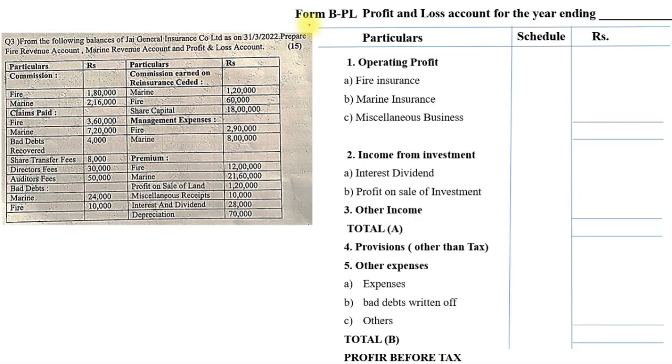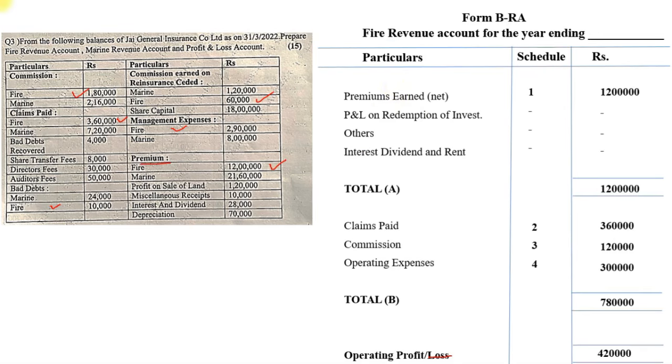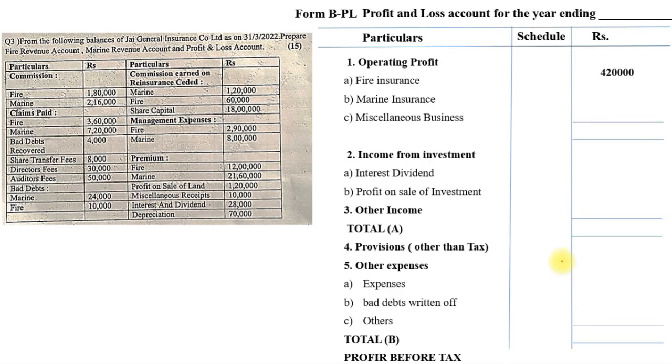So this is Form B of the profit and loss account for the year ending 31st March 2022. Part A, operating profit. Part B, income from investment. Part 3 is other income, which will give you your total incomes. Part 4 is provision. Part 5 is expenses. When you subtract, you will get your profit before tax. Fire insurance operating profit is what we had done: 4 lakh 20,000 from fire insurance, and in marine it was 5 lakh 20,000. There was no miscellaneous business, so when you add up, it became 9 lakh 40,000.